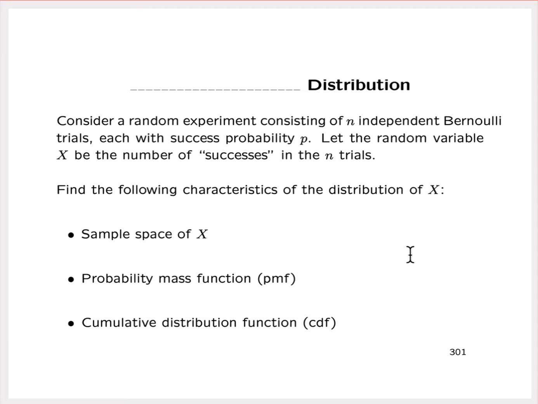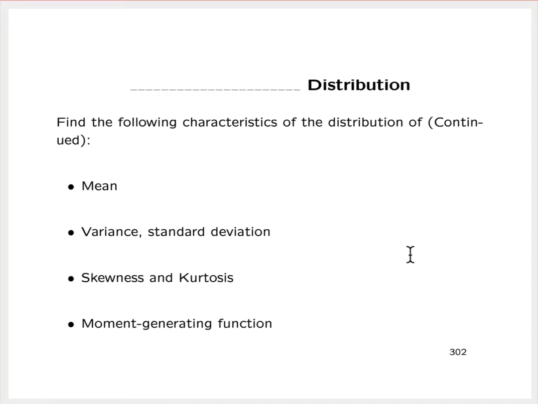And so we want to identify the sample space of the random variable X. We want to specify the probability mass function. Think about the cumulative distribution function. And again, find the mean, the variance, the standard deviation, the skewness and kurtosis, and the moment generating function as well.